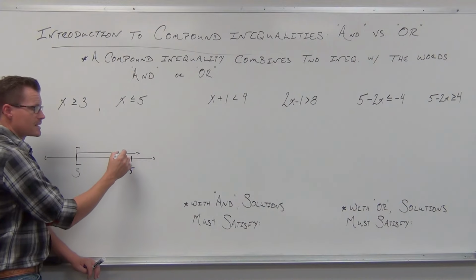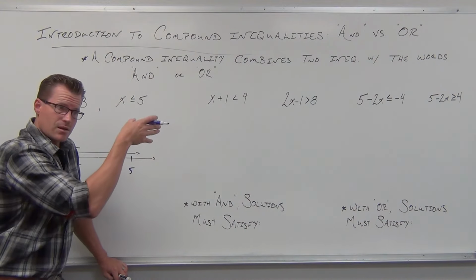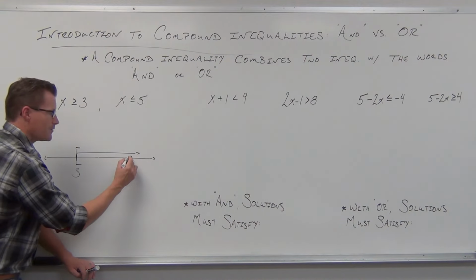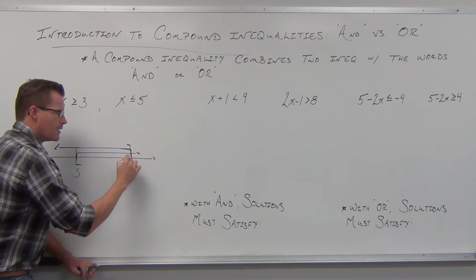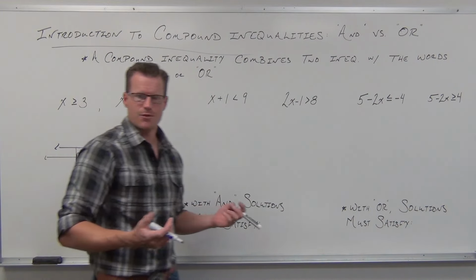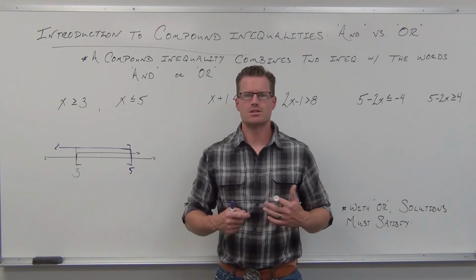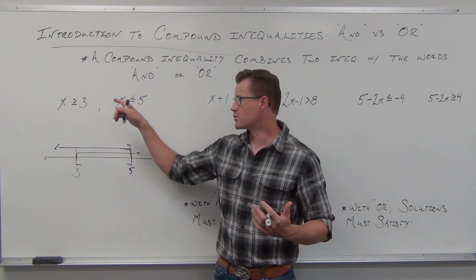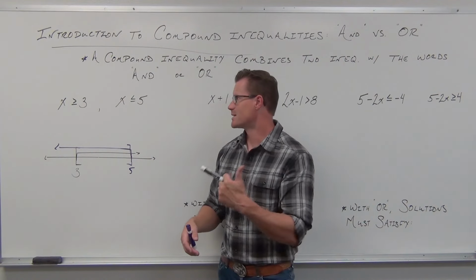Now, our inequality says, you know what? X being less than or equal to 5, that's going to represent all the numbers that are to the left of 5. We're going to use a bracket for the reasons that I've already talked about. Now here's the big question. Are there any numbers that satisfy both x being greater than or equal to 3 and at the same time x being less than or equal to 5?